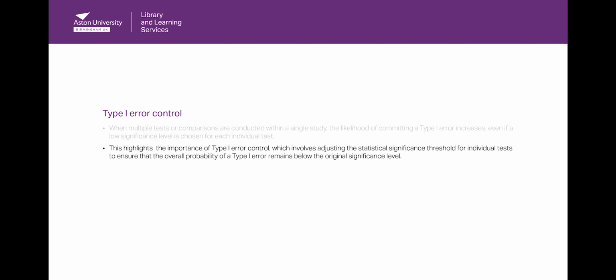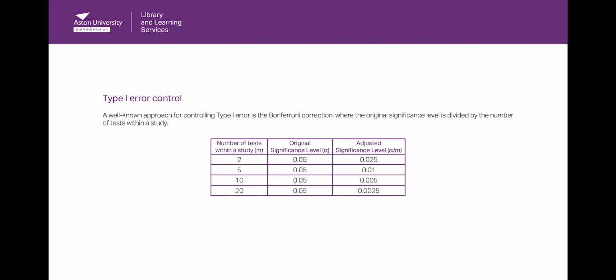To manage the risk, we adjust the statistical significance threshold for each test. We do it to ensure that the overall probability of making a type 1 error across all tests remains below our chosen significance level. One of the easiest methods for this adjustment is the Bonferroni correction.